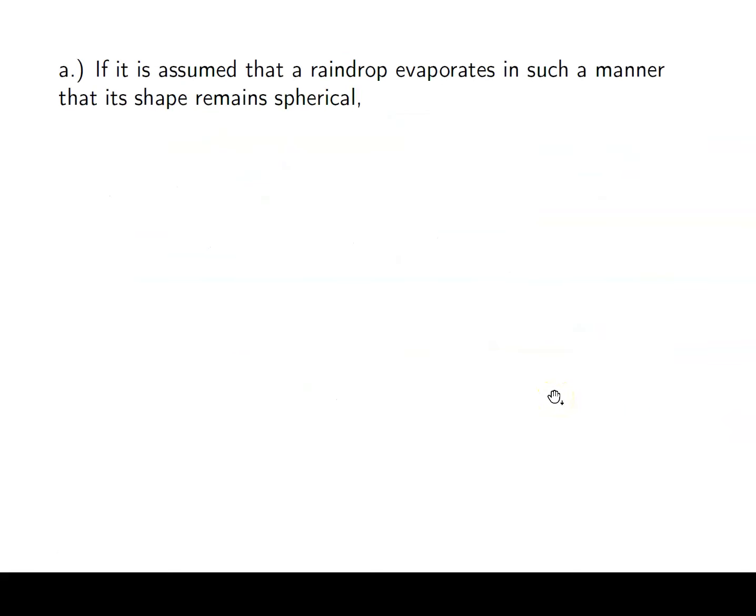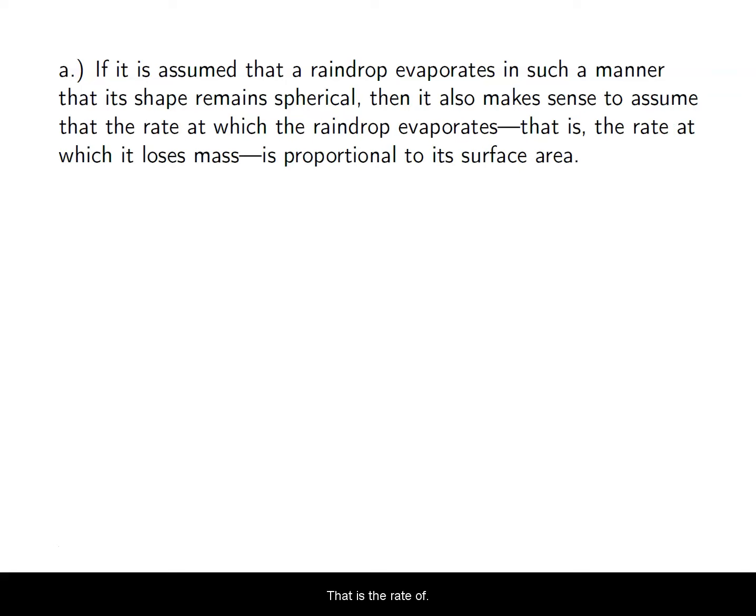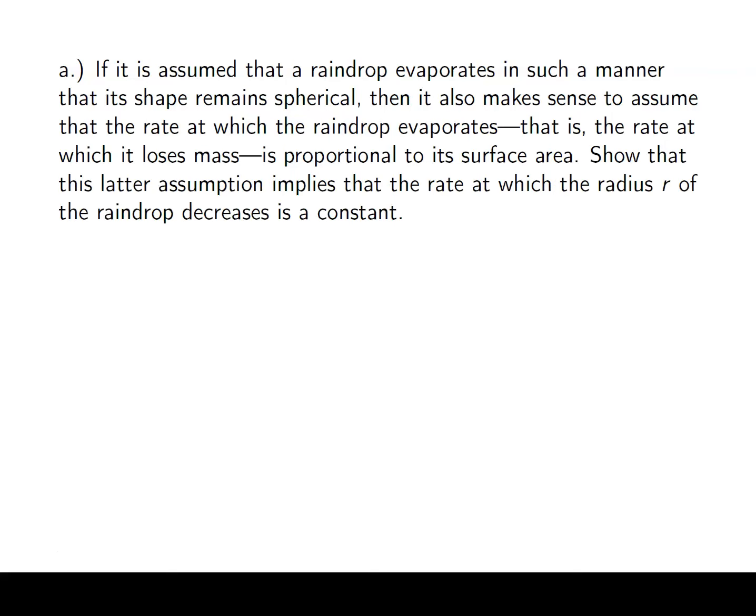A. If it is assumed that a raindrop evaporates in such a manner that its shape remains spherical, then it also makes sense to assume that the rate at which the raindrop evaporates, that is, the rate at which it loses mass, is proportional to its surface area. Show that the latter assumption implies that the rate at which the radius r of the raindrop decreases is a constant.